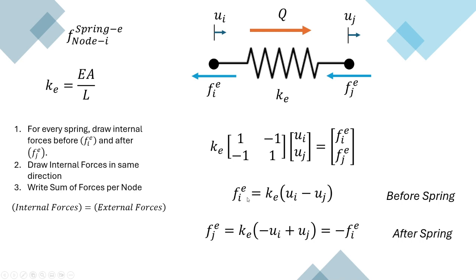So you could see here, before spring, after spring, here's a spring. The node before the spring will have the internal force of this value. And then after the spring, you'll have F sub j, you will have this value. And you'll notice that it is just the negative of the before spring.